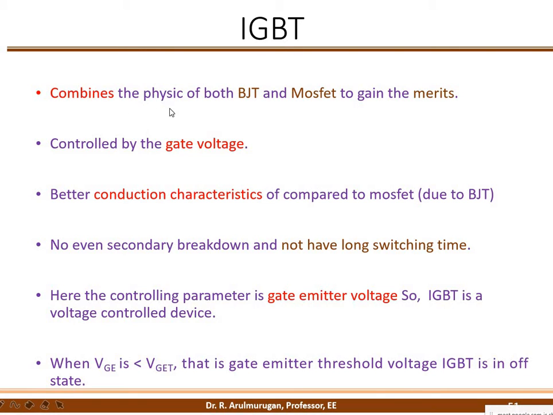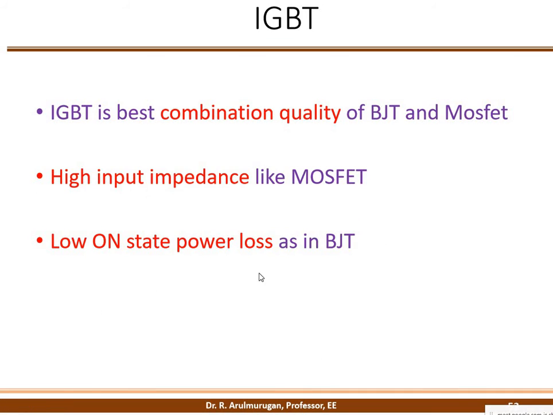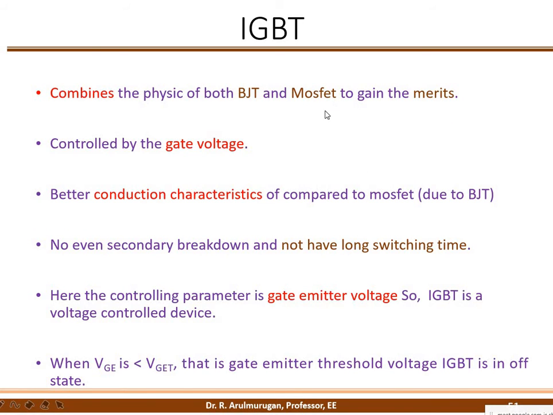IGBT is nothing but a combination of BJT and MOSFET. These two are combined to develop what is called the IGBT. You know BJT is a current control device, and MOSFET is a voltage control device.